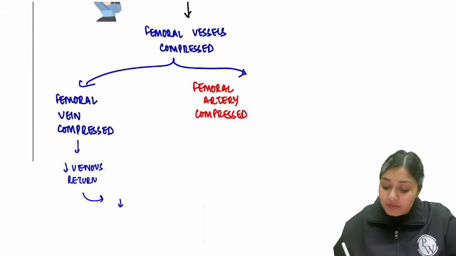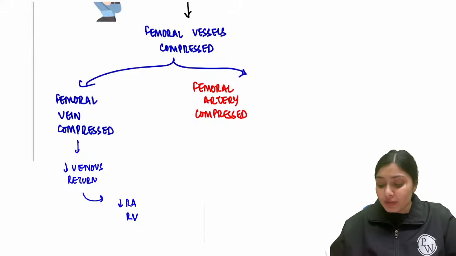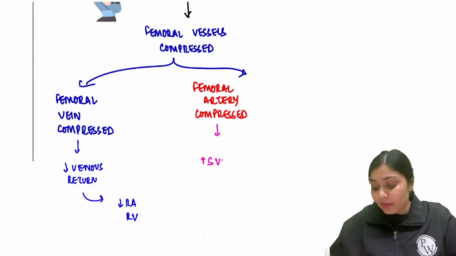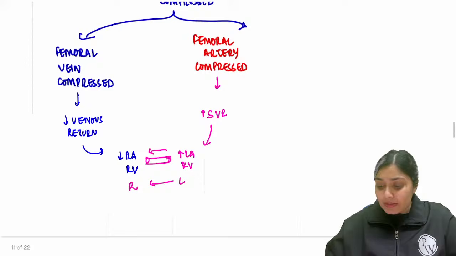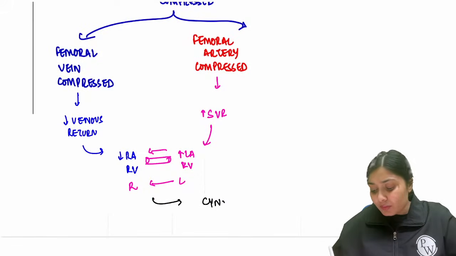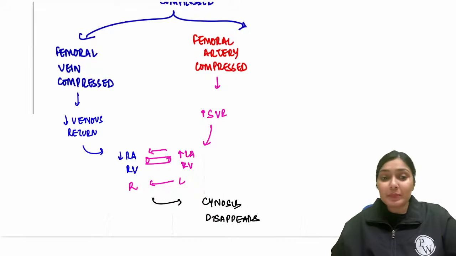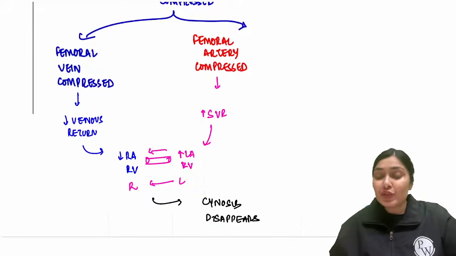There will be a decrease in the RA-RV pressures. On the other hand, when the femoral artery is compressed, there will be an increase in the systemic vascular resistance. LA-LV pressures will increase, and there will now be reversal of the shunt. There will now be a left to right shunt. As a result of that, cyanosis disappears. Right, simple. This is how squatting and knee chest position will help you in the situation of Tet spell.